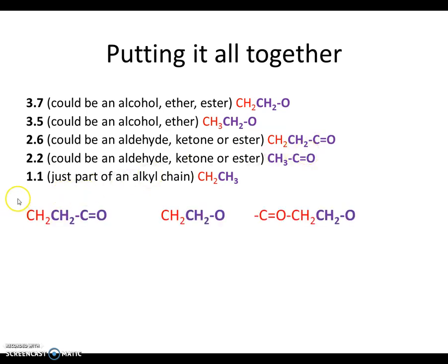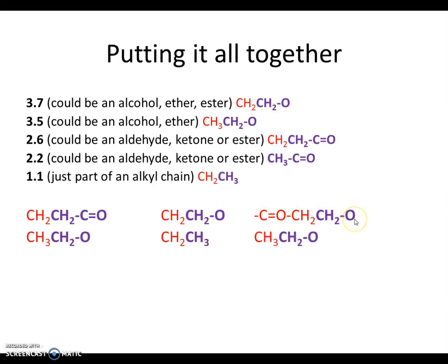So, first of all, using this signal here, we've got a CH2 and a CH2 next to a C double bond O, and we've got a CH2 and a CH2 next to an oxygen. So these two CH2s are the same, and so one of these is bonded to the carbon of a carbonyl, the other carbon is bonded to an oxygen. Okay, I know it's a poor representation, but I just don't have the drawing package here.